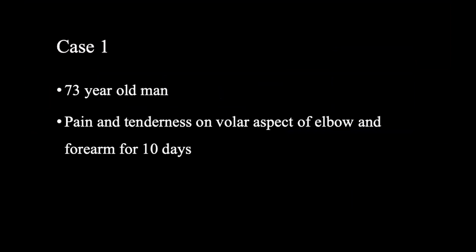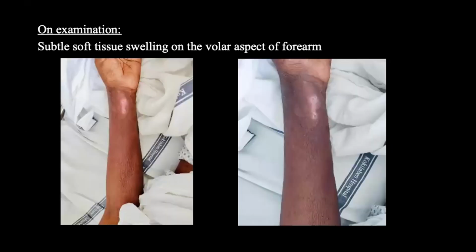So my first case is an aged man who was also diabetic and came with significant pain and tenderness on the volar aspect of the elbow and forearm. On clinical examination, there was subtle soft tissue swelling and erythema on the volar aspect of the forearm, and there was a lot of tenderness, which made me suspect that something is really going wrong.